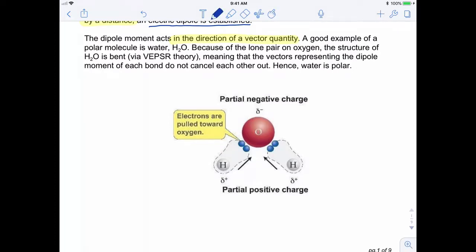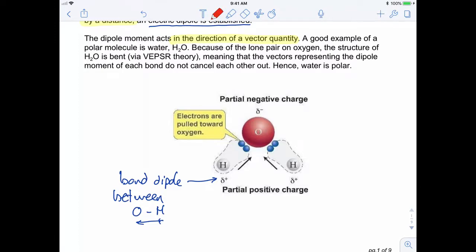molecule water. So water has two lone pairs, which aren't shown on this diagram, and it has a bent structure. But because of the polar nature of the oxygen-hydrogen bond, we have a bond dipole. So the bond dipole exists between oxygen and hydrogen. Oxygen is delta negative, hydrogen is delta positive. That's what the vector shows, arrowhead pointing towards the more electronegative element.